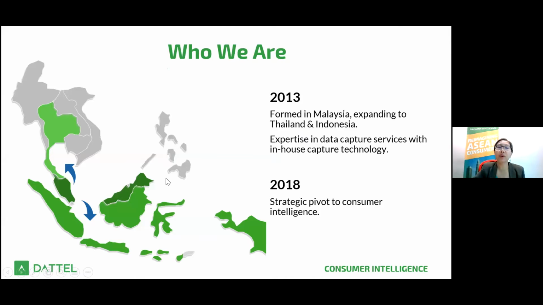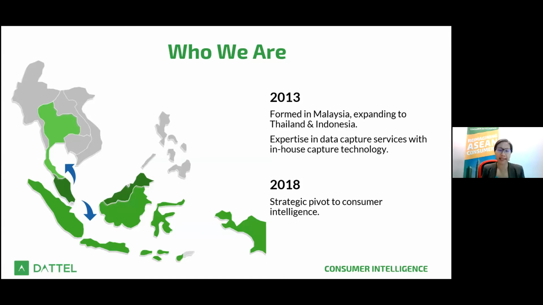So basically, we were established in 2013 as primarily a data capture company. So our experience and expertise was first in data capture, where we actually built up our own in-house technology. We started operations in Malaysia first, and then in the next few years expanded to Thailand and Indonesia. And in 2018, we executed a strategic pivot into consumer intelligence. With the technology and experience we had built up from data capture, we then moved into the consumer intelligence field.